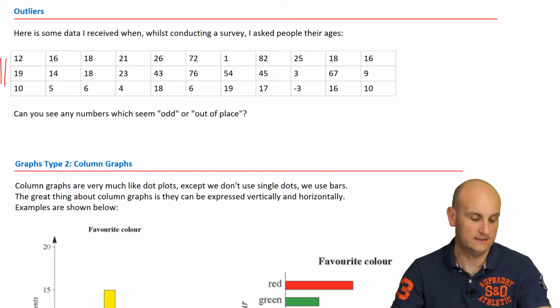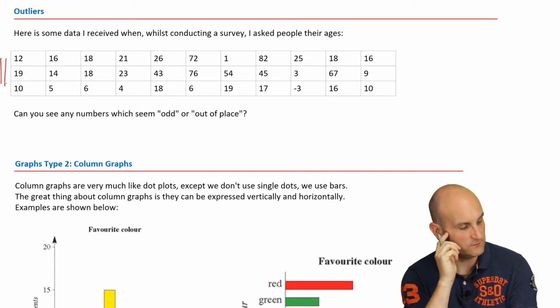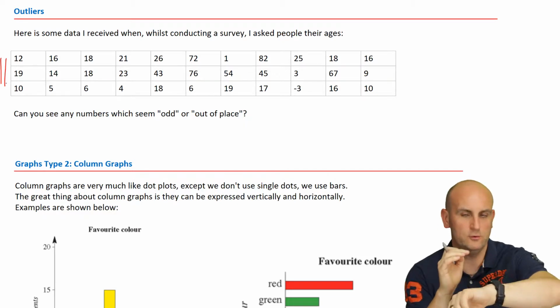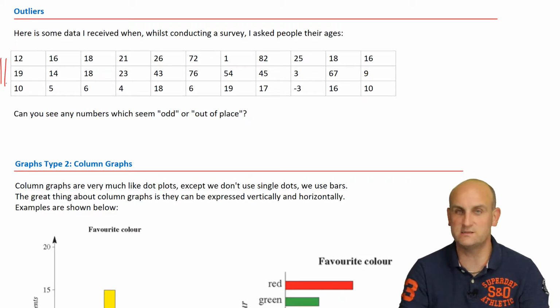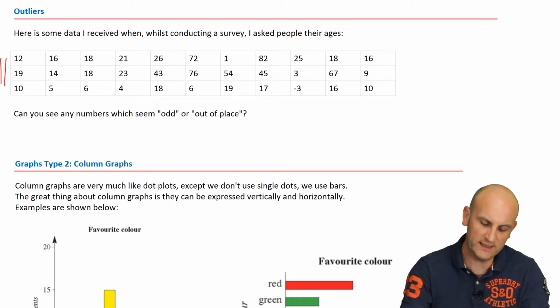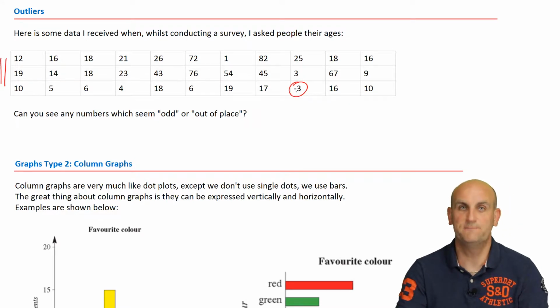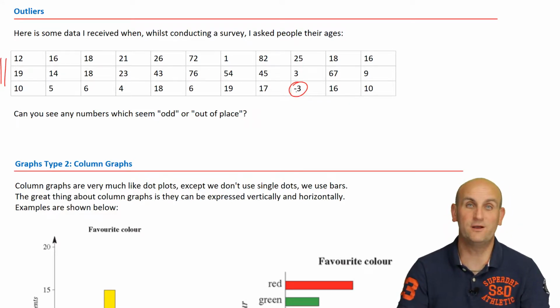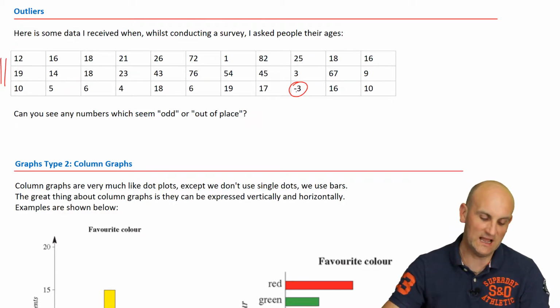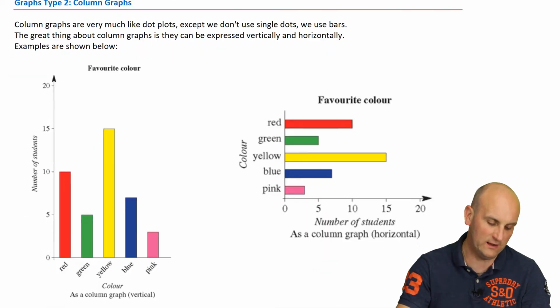9, 8, 7, 6, 5, 4, 3, 2, 1. Awesome. Did you find it? It's like one of those random things you find on Facebook. There you go. -3. That would be considered an outlier because it doesn't fit the rest of the data. All the rest of that data is positive numbers. -3 is the one that seems out of place. That's the one to remember for outliers.